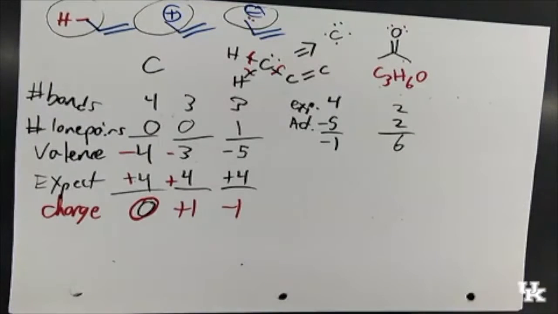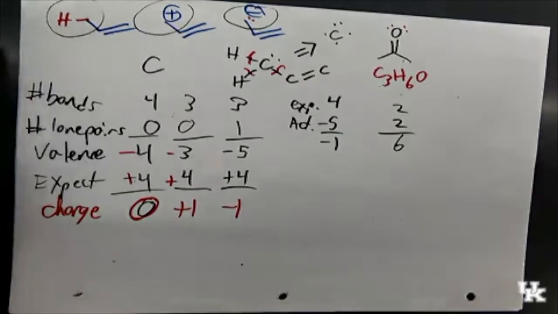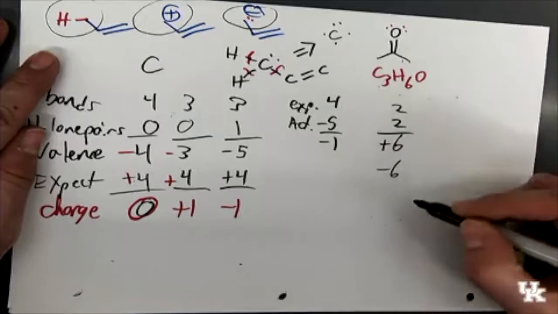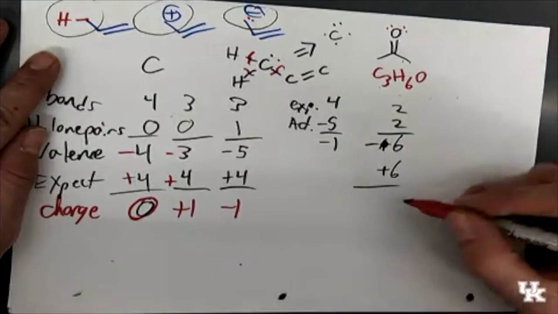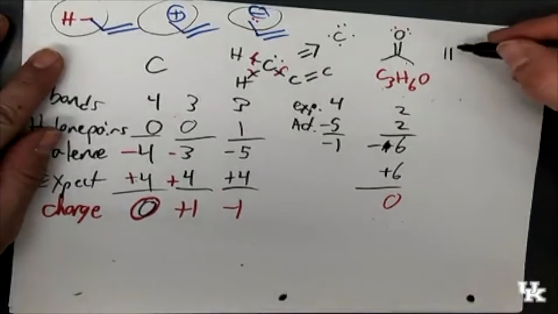Stop me here. Shake your head, raise your hand, whatever, if you don't see 6. Okay. Good. So how many do we expect? We also expect 6. Oh no, I did it backwards, right? Minus and plus. So that means we have a charge of 0 for that oxygen. Now, what about this structure?